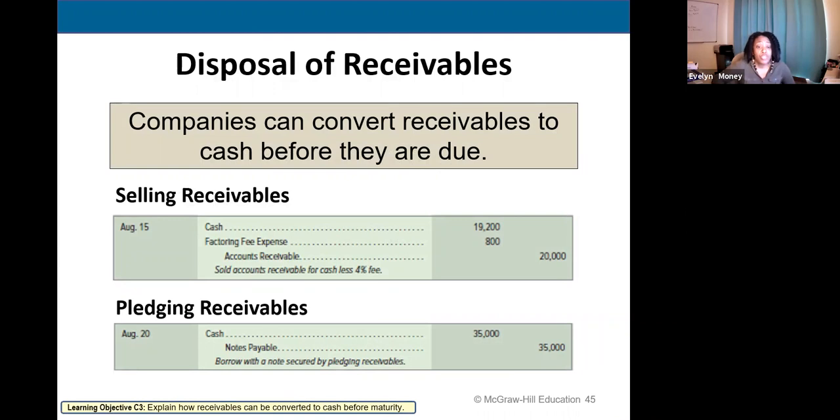Now, companies are allowed to dispose of receivables early. Suppose they can't wait for their customers to give them the money. They need the money now. Companies can sell their receivables. That's known as factoring receivables. Or receivables can be used like any other asset as collateral to debt. There are different journal entries for that. The journal entries are beyond the scope of what I need to teach you for Accounting 1. If you're an accounting major, you'll see it again in Intermediate 1. If you're a non-accounting major, just know that companies can convert their receivables to cash early through selling them or through using them as collateral on a loan.